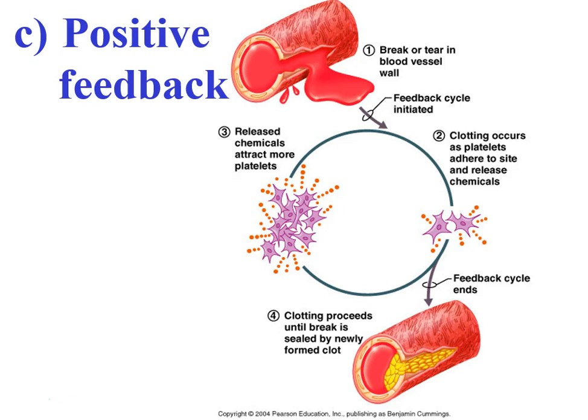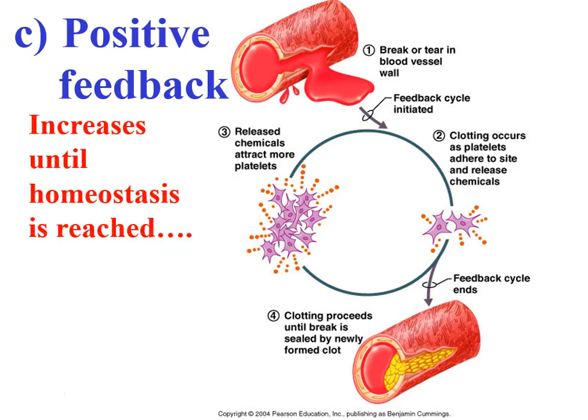You have a break in the vessel. There are cells in the area that pick up on that broken vessel because you have things that should be in the blood that are now out in the tissue. And so they send a message to some kind of nervous control. The nervous control then releases factors that start the blood clotting, and you clot. So you break a vessel, you send information out, and then you clot, clot, clot until you stop the bleeding. So it increases until homeostasis is reached.